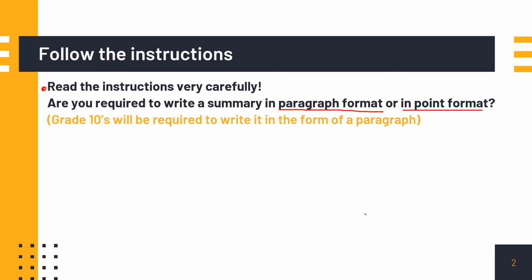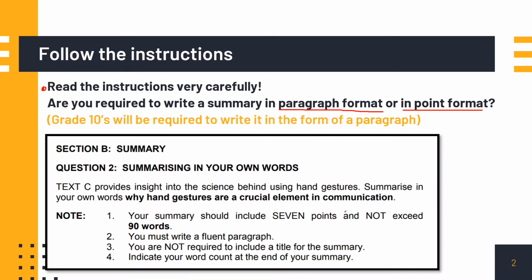Let's look at an example from a matric past paper. This is from a November 2016 English Home Language Paper 1 exam. Here we see an example of a summary question. It reads as follows: Section B summary. Question 2. Summarizing in your own words. Text C provides insight into the science behind using hand gestures. Summarize in your own words why hand gestures are a crucial element in communication.